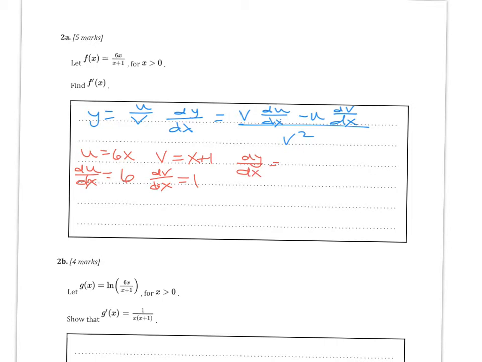So first it asks for v, so that's x plus 1. Then it asks for du dx, which we know is 6. Then it asks for u, which we know is 6x, and then dv dx, which we know is 1, all divided by v squared.